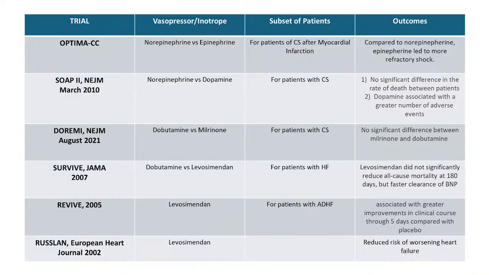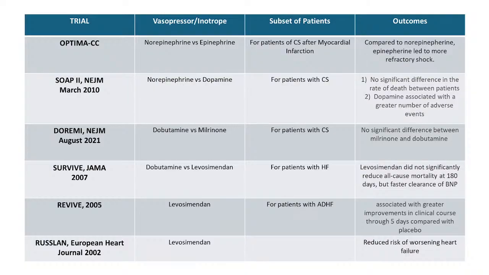So the SOAP II trial compared norepinephrine and dopamine for patients with cardiogenic shock. There was no significant difference in rate of death, and dopamine was associated with a greater number of adverse events, especially dysrhythmias. The DOREMI trial, published in NEJM in 2021, was between dobutamine and milrinone for patients with cardiogenic shock. There was no significant difference between milrinone and dobutamine.